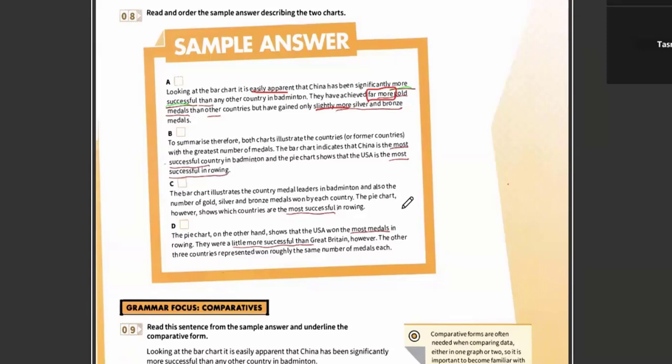Greatest number of medals. No, greatest, no, no. Most successful. That is superlative. We're talking about modifiers used for comparative forms.